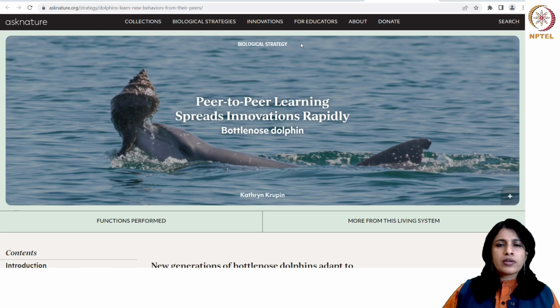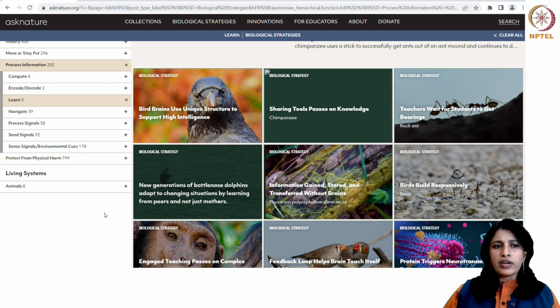So there you have it, the biomimicry taxonomy. The concept of function using biomimicry is not just for engineering and design, it is also for other fields and other domains.